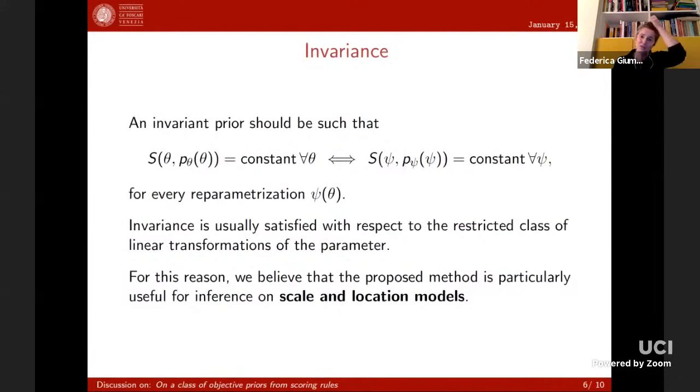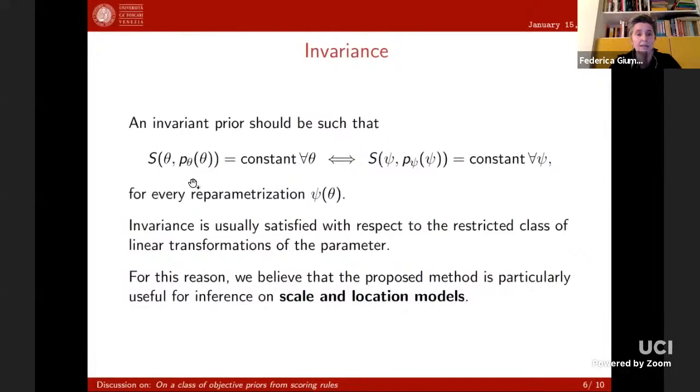Then, of course, I want to comment on invariance. In some sense, I agree with the authors that invariance could be not so important, in particular in practical situations where it's difficult to find any prior for the parameter. But from the mathematical point of view, of course, it's a very important property. So I've tried to figure out how we can assess invariance starting from the scoring rule that we can use in the application of these ideas.